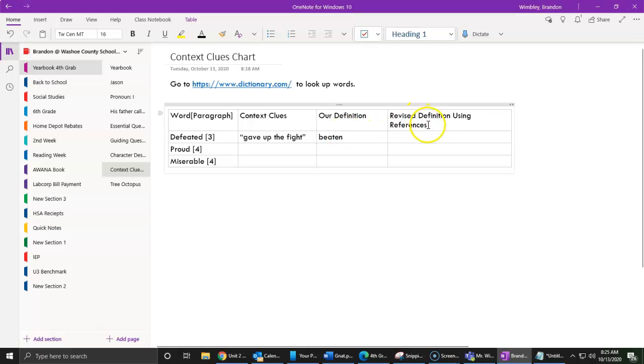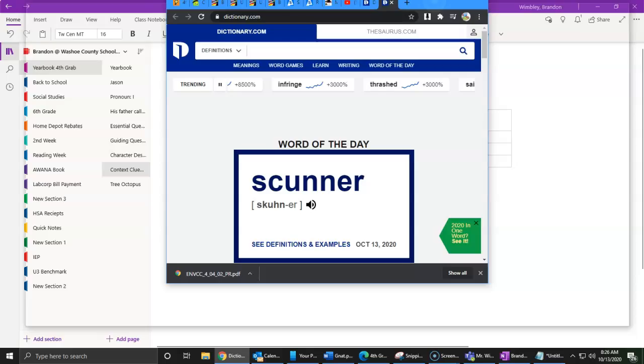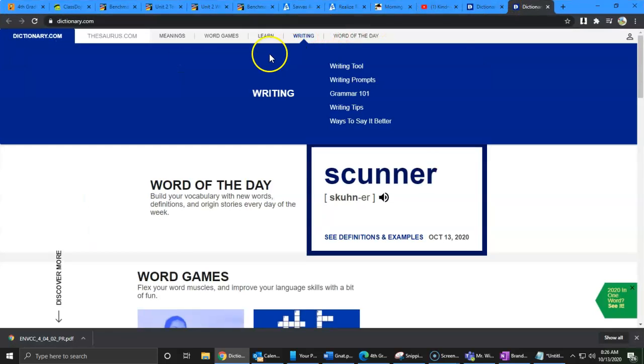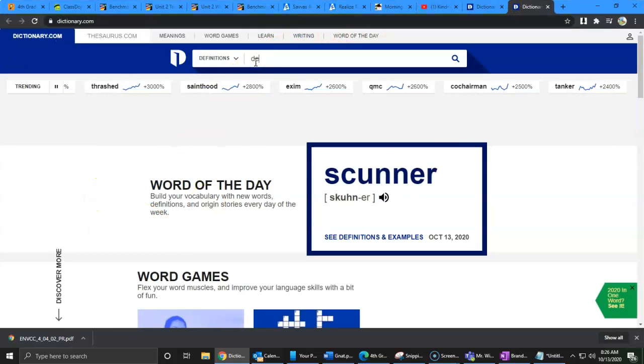Now we have this fancy thing over here. It says revised definition using references. So that's basically what's the official definition of defeated. So I'm going to click on this dictionary.com link, and I'm going to type in defeated, and it popped up on this screen, and I'm going to see what defeated means.